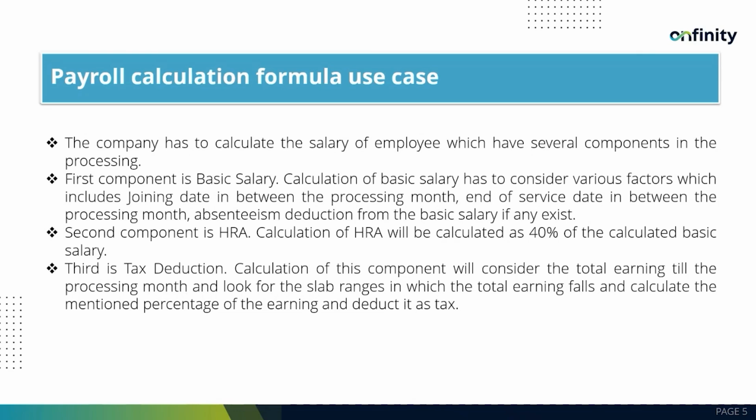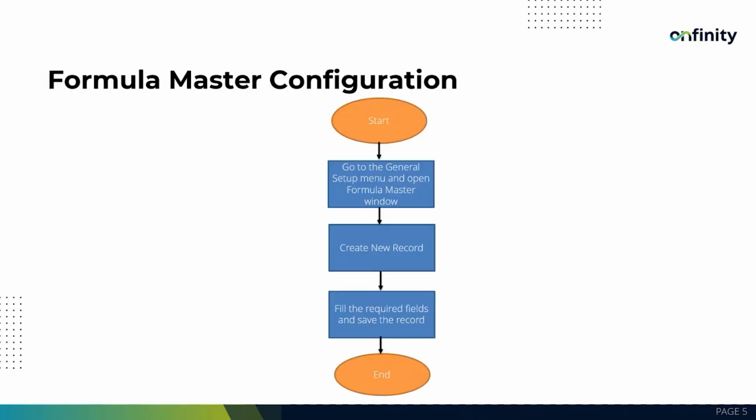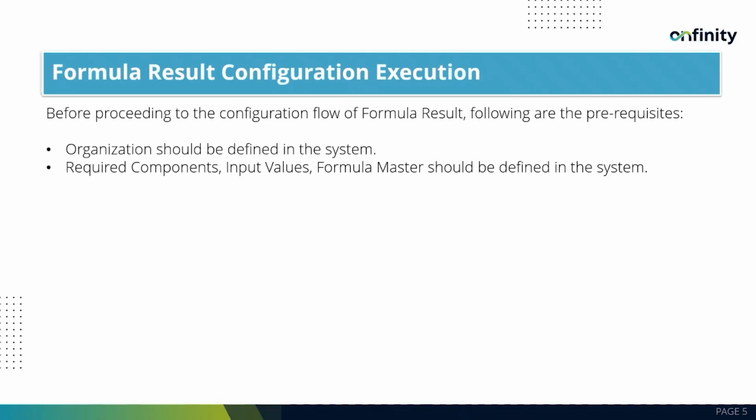The house rent allowance will be calculated as 40% of the calculated basic salary. As we know, in our first session we covered the basic salary part. Now, whatever the calculated basic salary is, we will calculate 40% of the basic salary, which will be the house rent allowance component value. The next slides are similar to configuring the formula master and configuring the formula results, as we covered in the basic salary training session. Now, let's jump into the system and write the formula for house rent allowance.